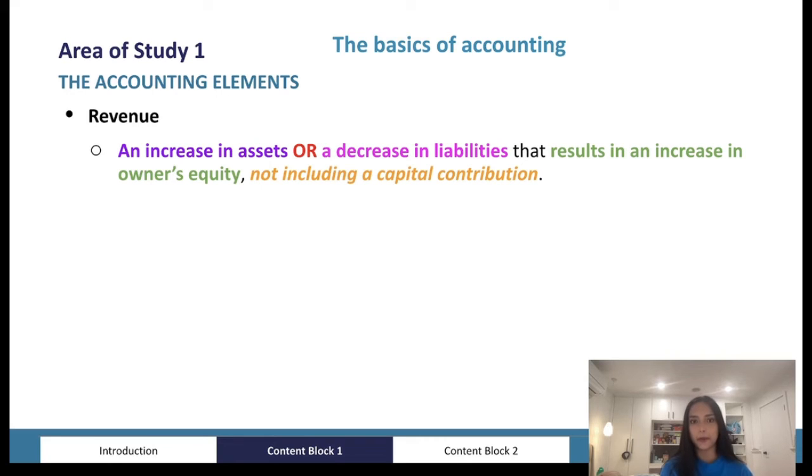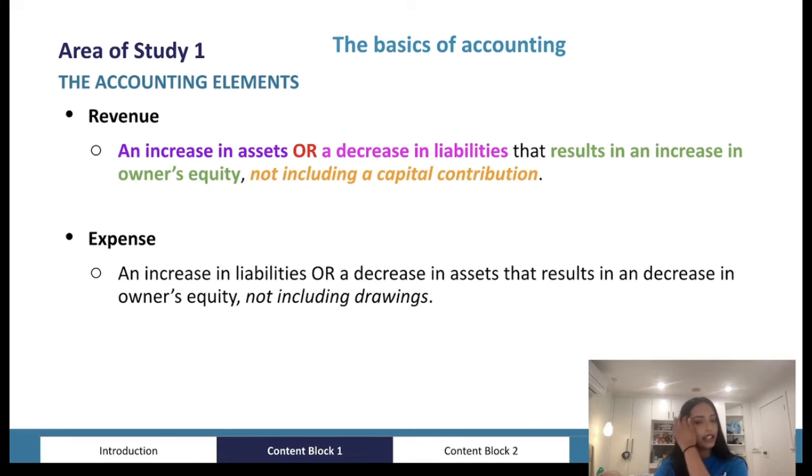And then the second interesting thing with this definition is it specifically states not including a capital contribution. So if you get a question that says, why is capital contribution not included as a revenue? You would just say it's explicitly stated in the definition of a revenue that capital contribution doesn't count. That's the only explanation you need to know, because it's stated outright in the definition of a revenue.